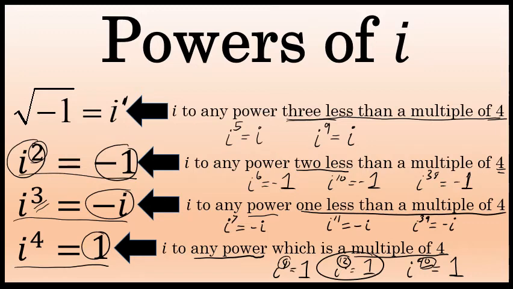Finally, i to the 40th power was equal to 1 because 40 is a multiple of 4. How about 3 less than that? i to the 37th. That's going to simplify to i. This pattern exists for i to any power. You can use these properties to determine a simplification for i to any power, and we'll do that on a few examples right now.